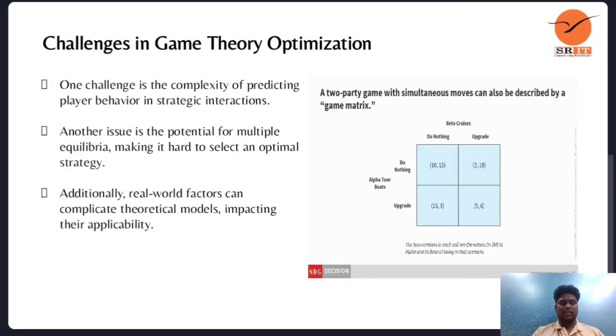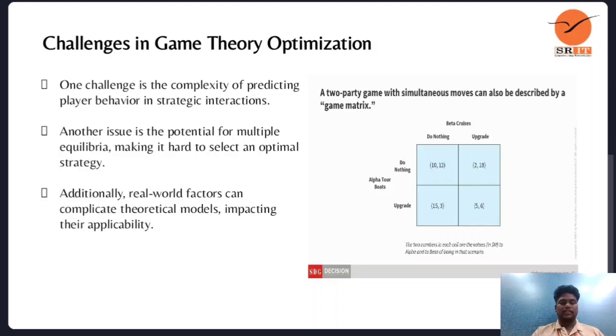Challenges in game theory optimization. One challenge is the complexity of predicting player behavior and strategic interactions. Another issue is the potential for multiple equilibria, making it hard to select an optimal strategy. Additionally, real world factors can complicate the theoretical models, impacting their applicability.